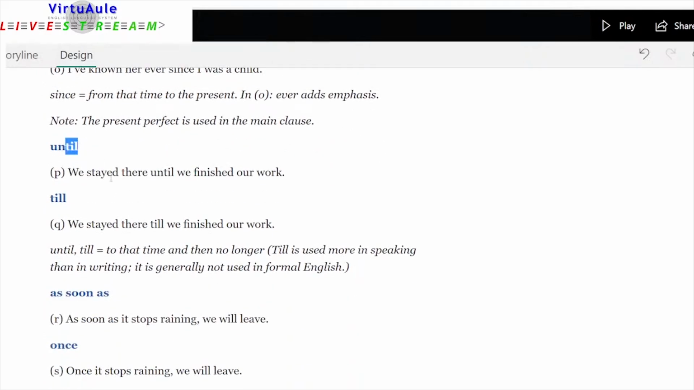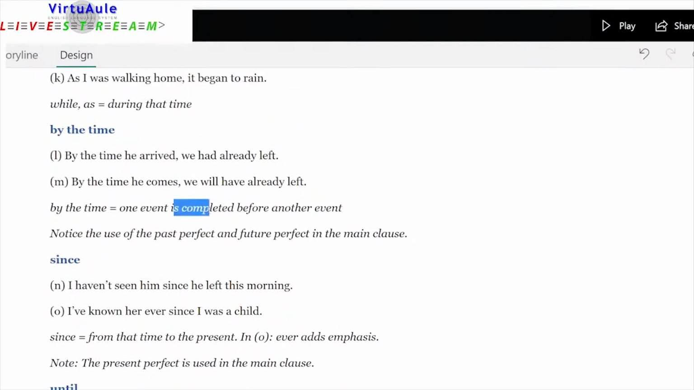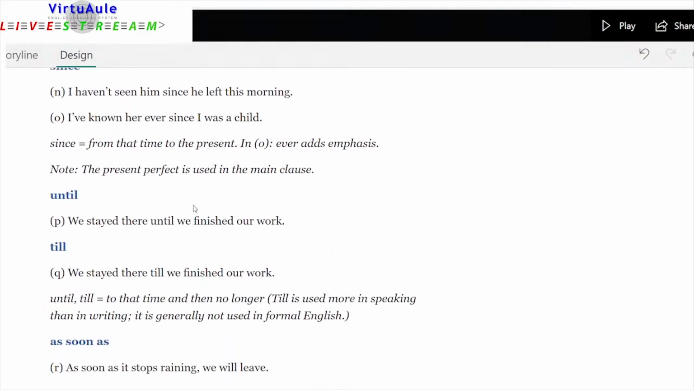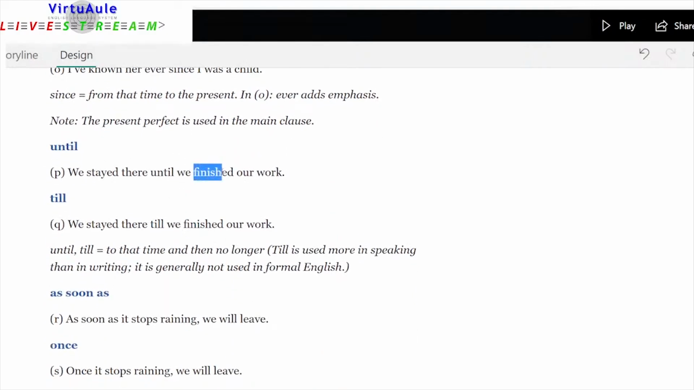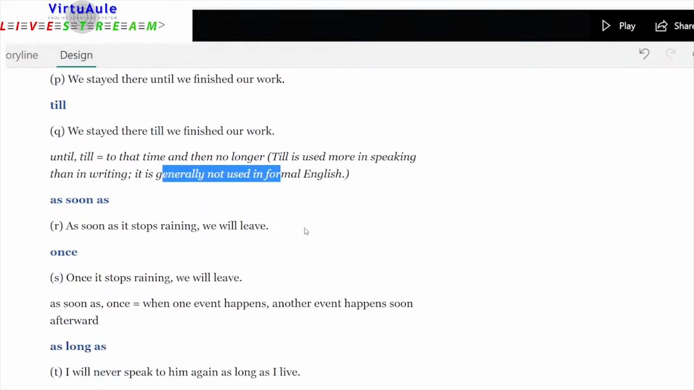Until, we stayed there until we finished our work. Until is like from that moment the action stops. It's quite different than by the time. By the time it is completed, but here the action actually goes until we finished the work. We stayed there until. Okay, they're actually quite opposite. Till is similar to until, just spelled differently. We stayed there till we finished our work. Until to that time and then no longer. Till is used more in speaking than in writing, is generally not used in formal English.